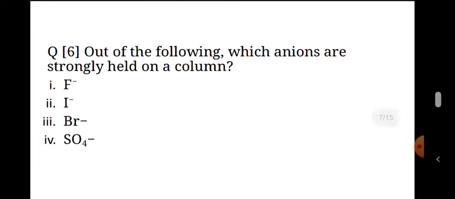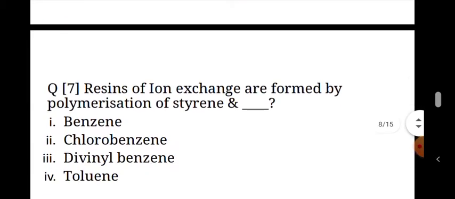Out of the following, which anions are strongly held on a column? Fluoride, iodide, bromide, or sulfate? Sulfate ions are more strongly attached. Here it will be SO4 two minus, that is, sulfate is divalent, not monovalent as shown here. There's a mistake there. So these sulfate ions are attached more strongly to the column.